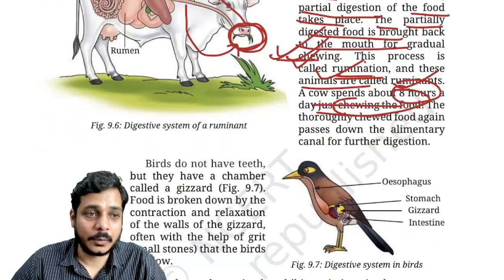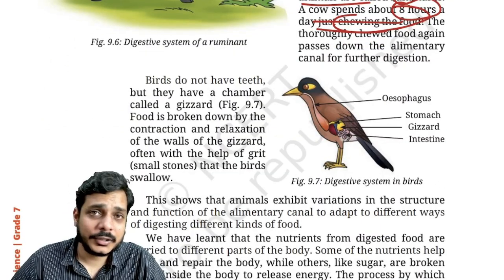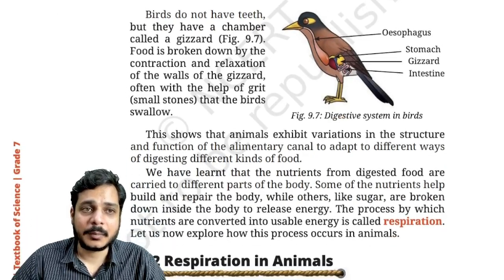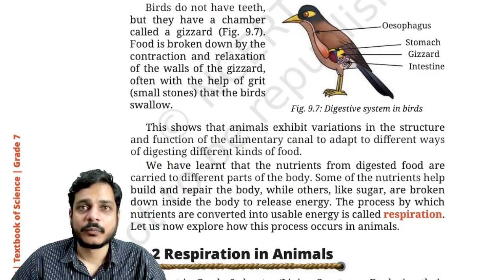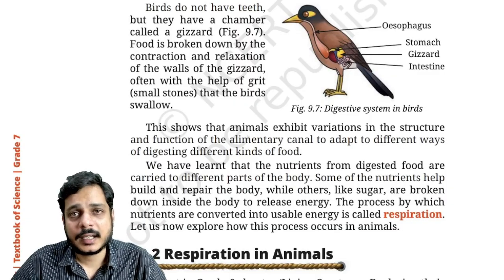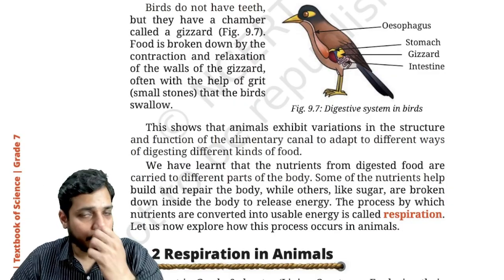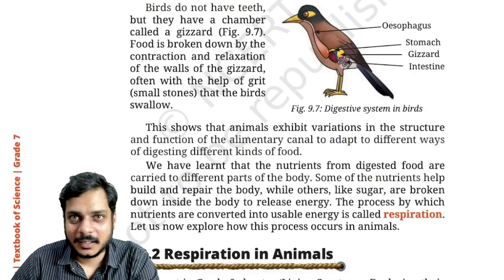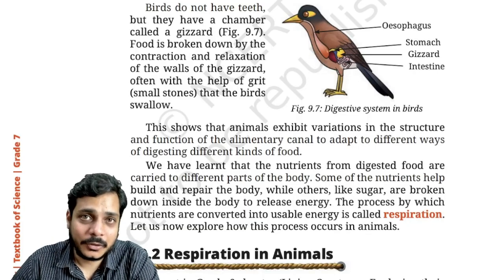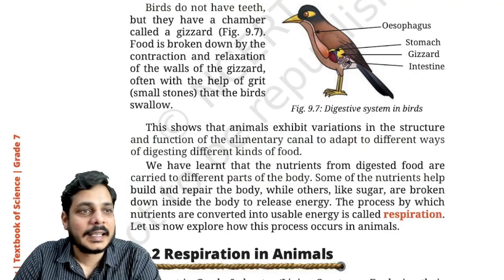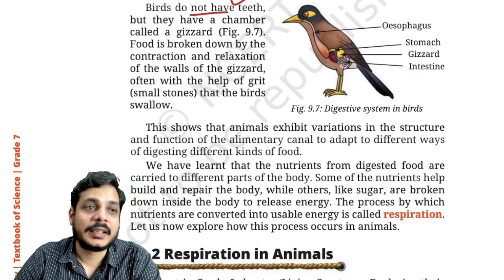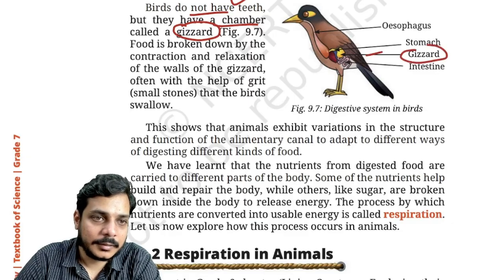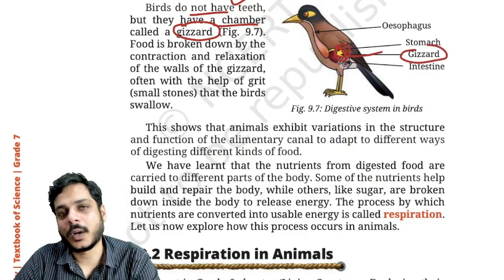Okay. What about birds? Now in humans we already have a mouth cavity, and in that mouth cavity we have teeth, we have saliva, partial digestion already begins there, and also you have mechanical digestion due to chewing. What about the birds? Do they have teeth? They don't have teeth. Okay. If they don't have teeth, how is the food going to get crushed? So you will see that birds do not have teeth. They have a chamber called the gizzard. This is the gizzard. This part. What happens in the gizzard?